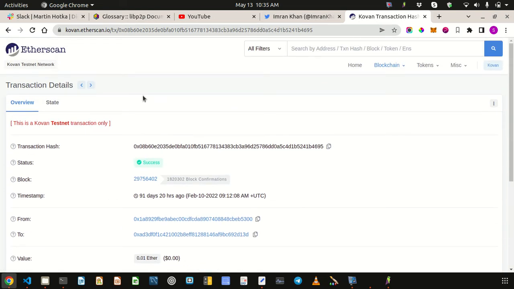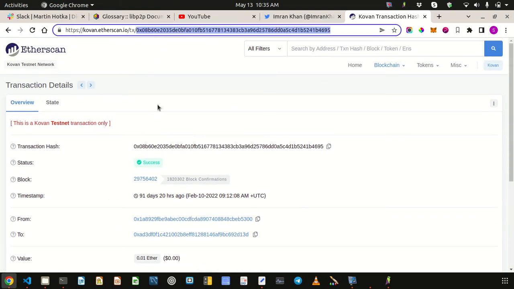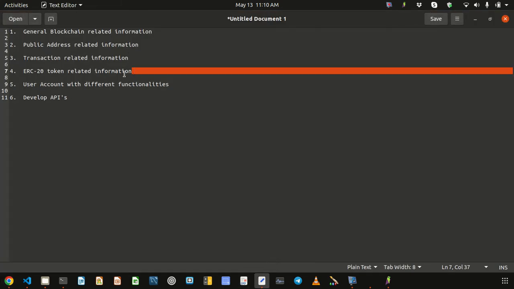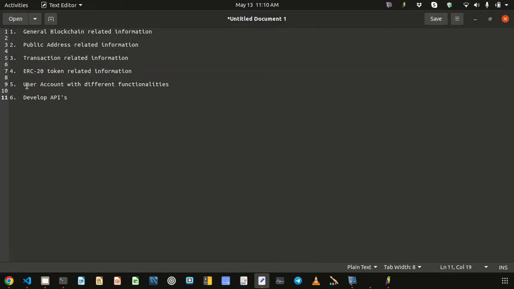So the thing is that if you have a transaction ID, you can get any detailed information about that transaction out of Etherscan. Okay, so the next set of information you can get out of Etherscan is the ERC20 token related information. The ERC20 tokens are the custom tokens that have been deployed into the blockchain by different individuals or companies, and Etherscan can reveal a lot of information about those tokens.